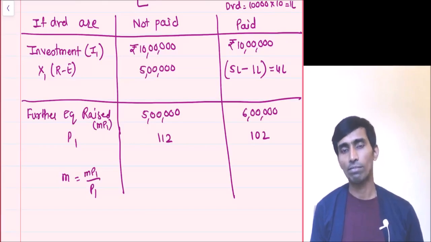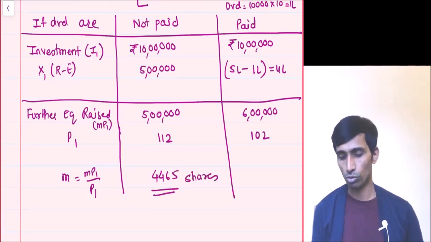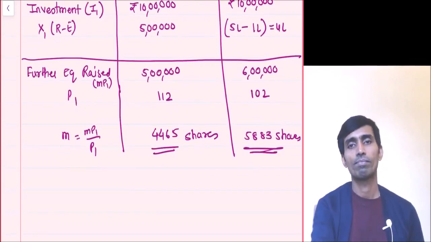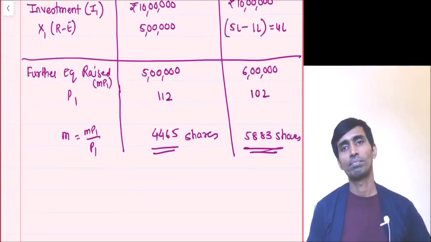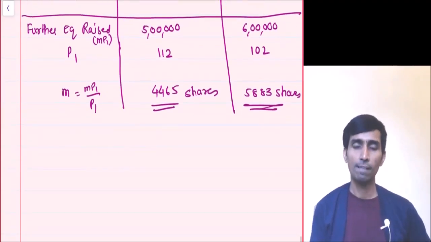Five lakh divided by 112 becomes how much? 4465 shares. 6 lakh divided by 102, 5883 shares, round it off. Okay, these are the shares which have to be issued. Done.